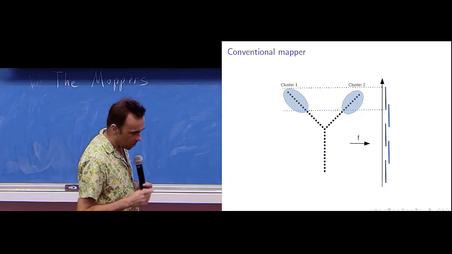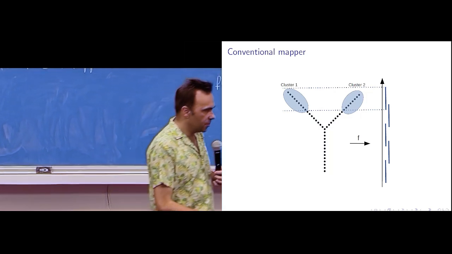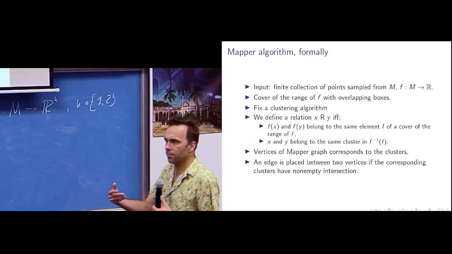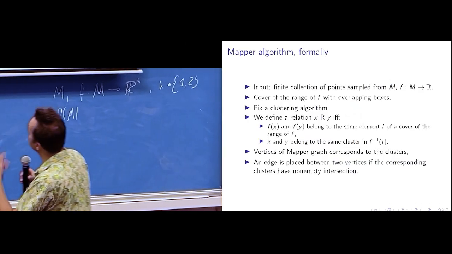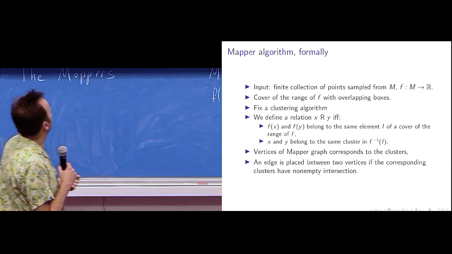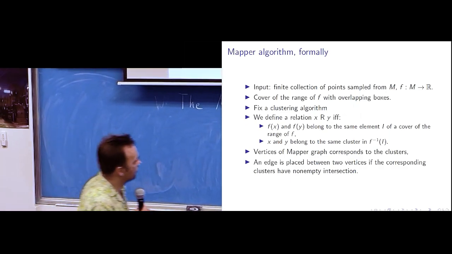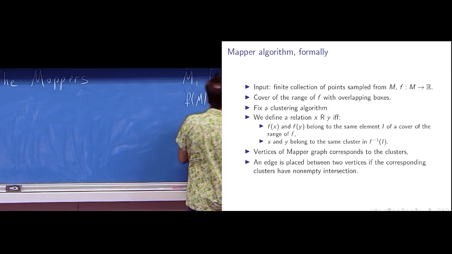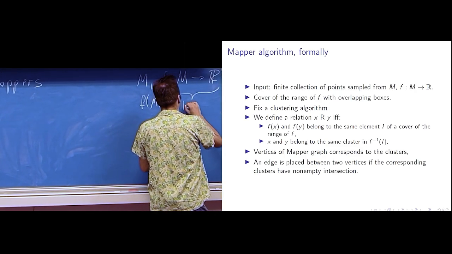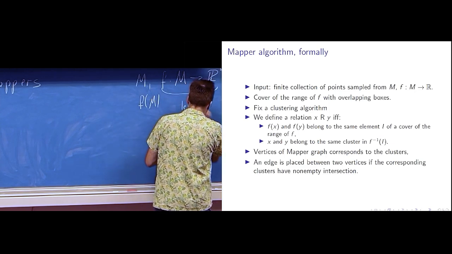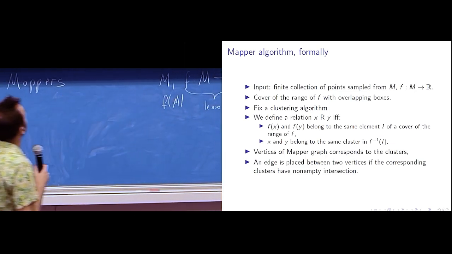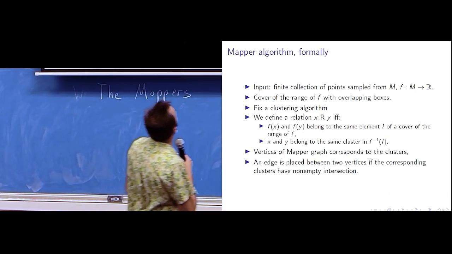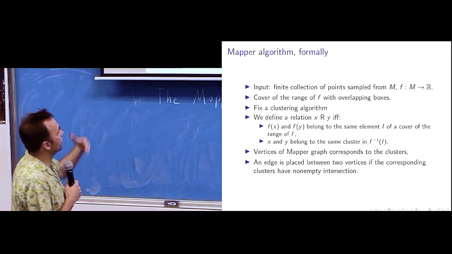And let's go. So that's the Mapper algorithm, and from an operational perspective, it does have a number of parameters that need to be set. So let's actually summarize those parameters. Again, the input is the finite sample from a manifold, and what we call the lens function. So that thing over here we call the lens function. And we cover the range of f, that thing with the overlapping boxes. We fix a clustering algorithm.